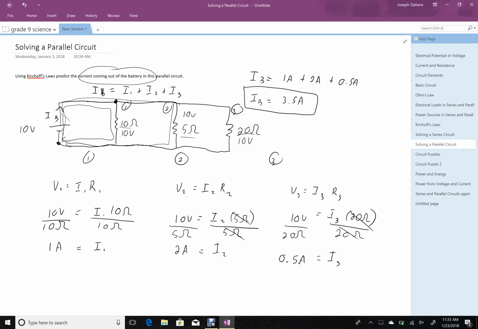So for a parallel circuit, that's how we can find the current out of the battery, as well as the voltage and current in all three locations.